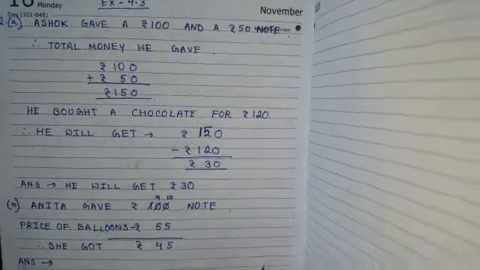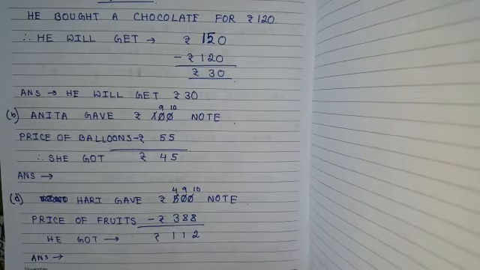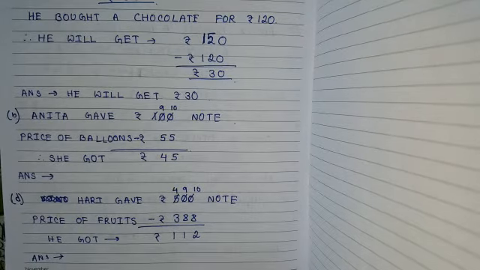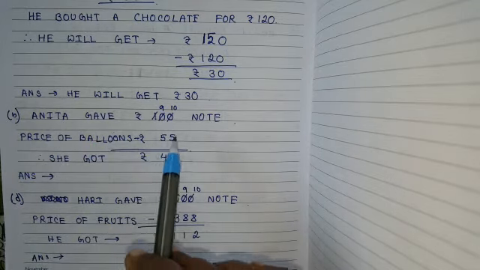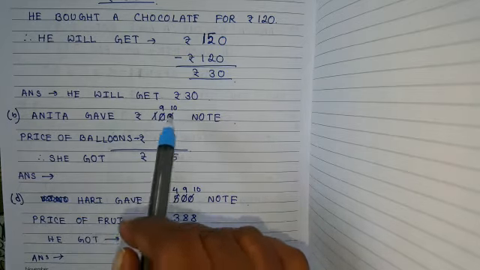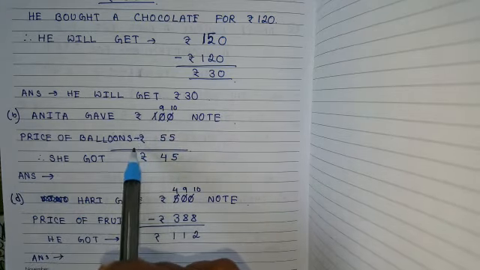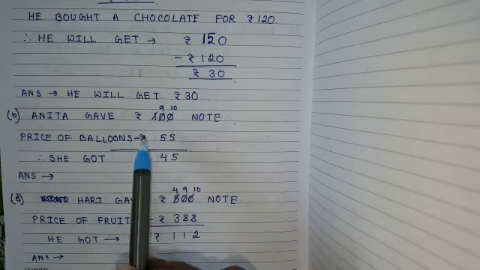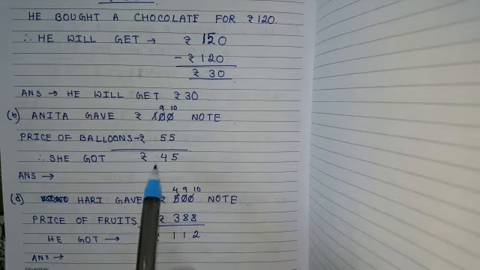Now question number B. Anita bought balloons for rupees 55 and gave a 100 rupees note. Here also she gave a 100 rupees note and the price of the balloon is 55. Now in return she will get some money because she gave extra money, rupees 100 is greater. How much money will she get? We will subtract these two amounts. 100 minus 55, that is equal to 45. So she got rupees 45.